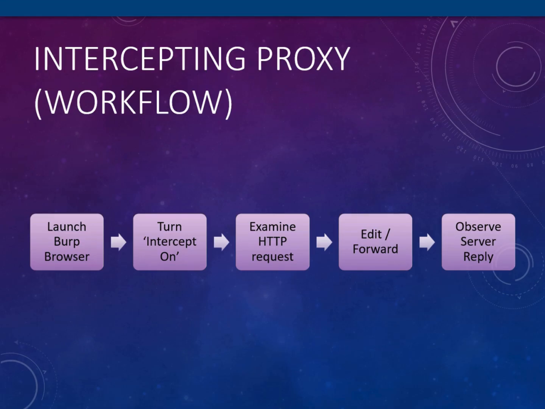Now, here's the 5-step dance we'll perform in the demo. First, we're going to launch Burp's embedded browser so we don't have to fiddle with system proxies. Second, we're going to make sure that the orange banner in the intercept tab says intercept on. Third, we're going to browse to Juice Shop and then pause the HTTP POST to REST user login.